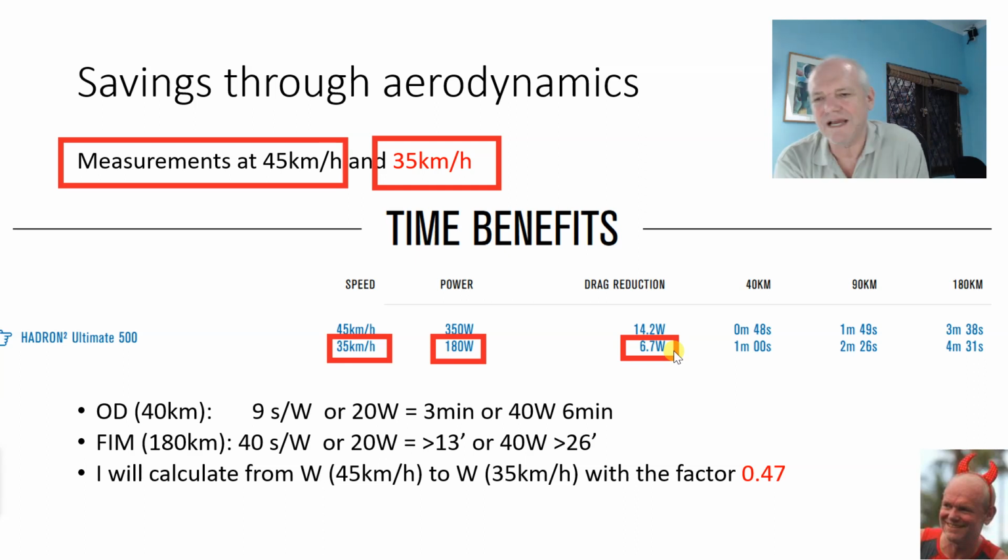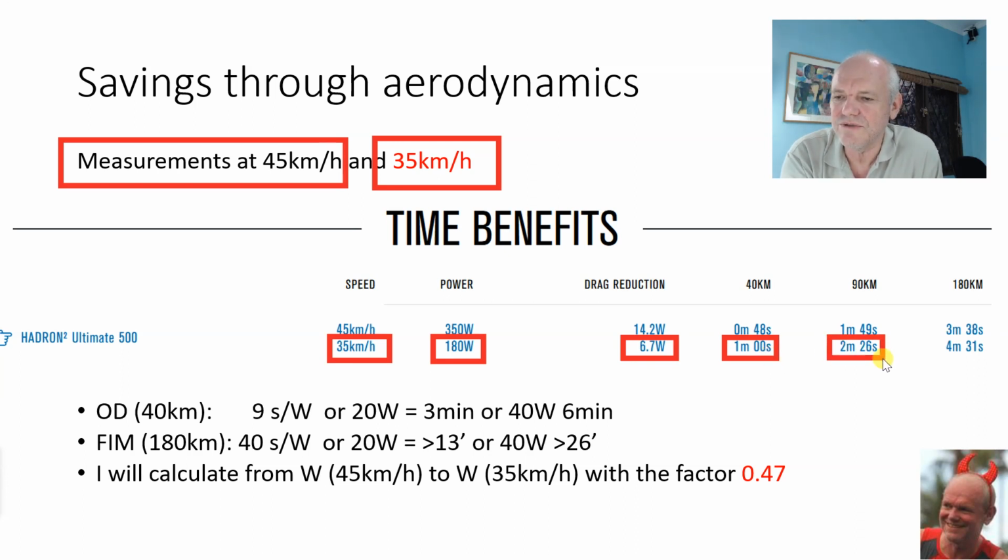And now we have the time savings, and if you are doing a triathlon with 40 kilometers on the bike, it is 1 minute. If you do the middle distance, it is about 2.5 minutes. And if it is the full Ironman, it is 4.5 minutes. So that is the savings. That is clear. The longer you are going on the bike, the more you save in time, although the watt is always the same.